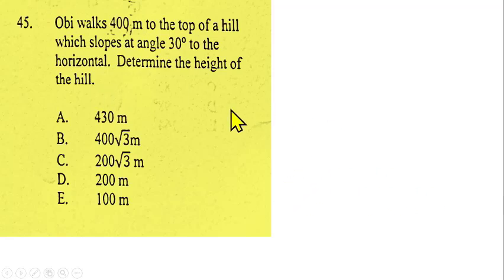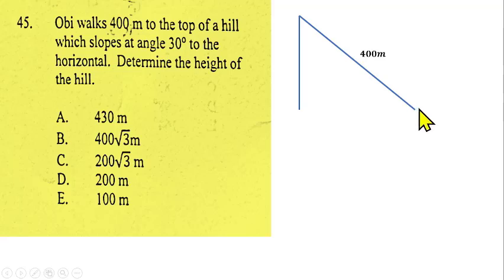Question number 45. What problem on or application of trigonometric ratio here? OB walks 400 meters to the top of a hill with slope at angle 30 degrees to the horizontal. Determine the height of the hill. So there is a hill, and the hill is sloping. You walk on that slope 400 meters, and the slope makes an angle with the ground, which is 30. If you draw the diagram, this is the hill, and this is the slope of the hill which you walk on, which is 400 meters. Then this slope makes an angle with the ground, which is 30 degrees. So we have 30 degrees here. We have to determine the height of the hill, which is from here. So we can call that h.